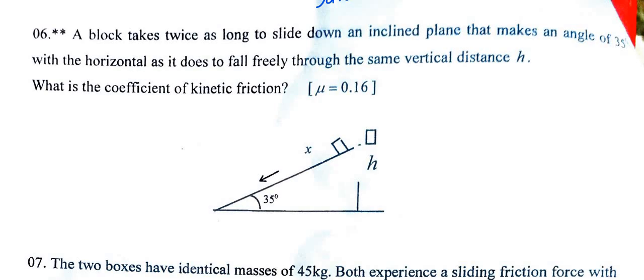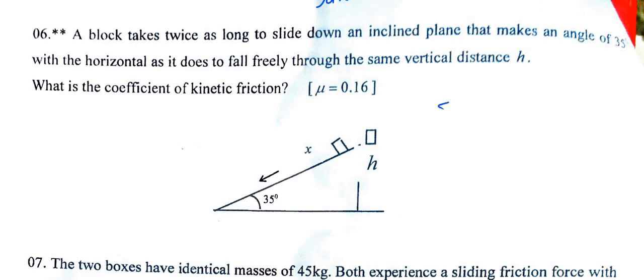So here they're just saying that it takes twice as long. So the time it takes to slide down the incline plane takes twice as long. So here, if the time is, let's say, 4 seconds, it will take 2 seconds for it to fall through this height h. So we're going to create equations that involve friction and the forces that we always know.